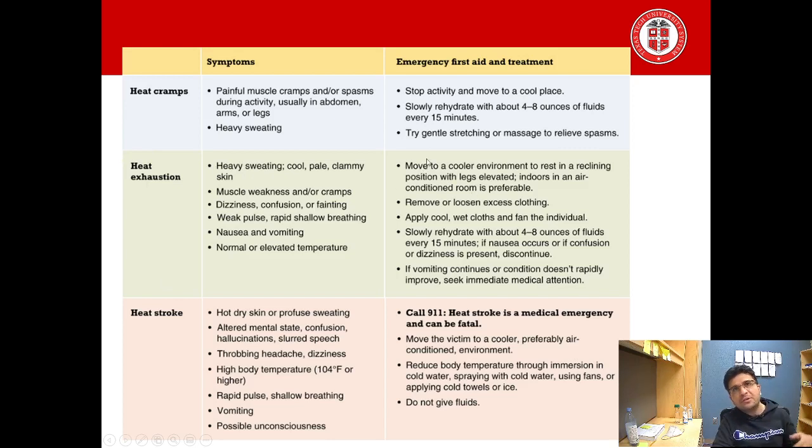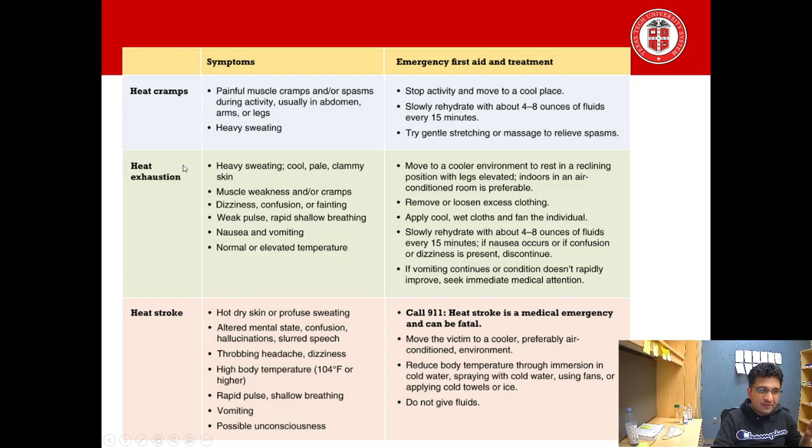And the treatment is pretty similar. You want to move the patient to a cooler place. You want to loosen the excessive clothing, just allow body to lose as much heat as possible. Cover it with wet clothing or water, so that the temperature might go down. Try to give a lot of fluids, and seek medical attention if it's an emergency.